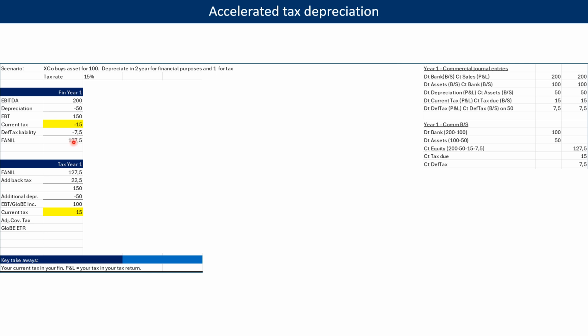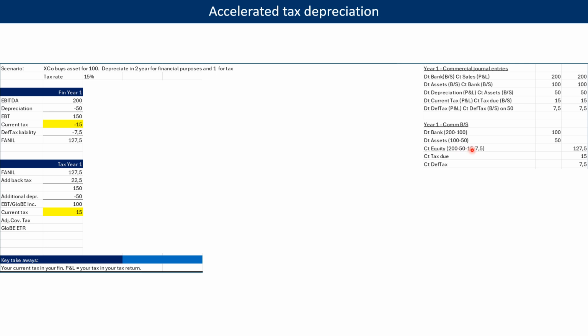And if we look at our balance sheet at year end, we started with a bank of 200, then we bought an asset for 100, so we have 100. And we started with assets of 100, but we depreciated that by 50, so we end up with 50. And our tax due is 15 as we calculated in our tax return, and there's a deferred tax liability of 7.5 as well. So our equity is the 200 in sales minus 50 depreciation, minus 15 in current tax, minus 7.5 in deferred tax.